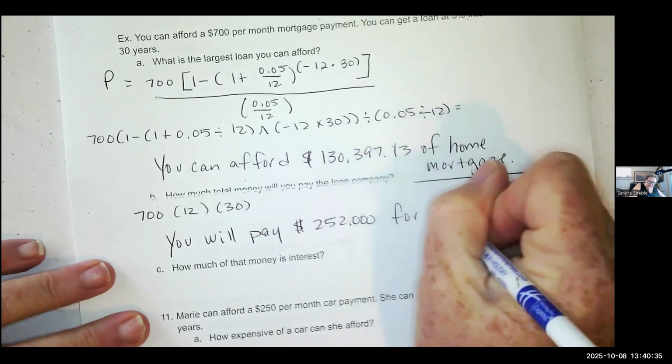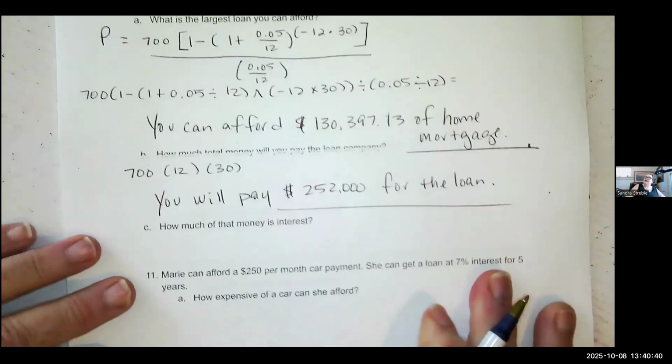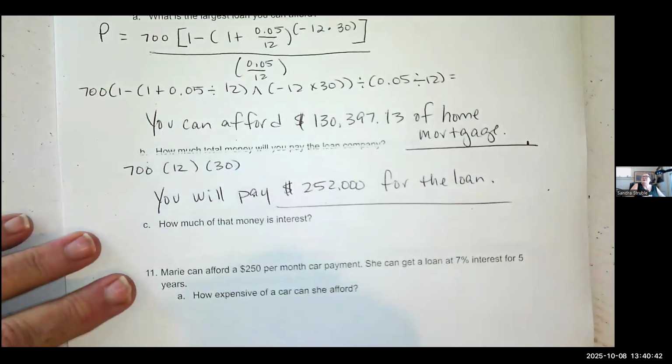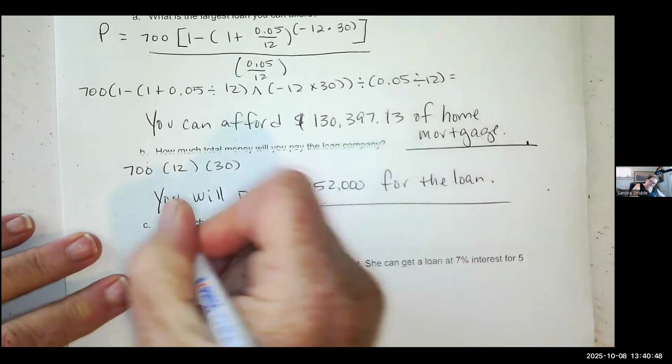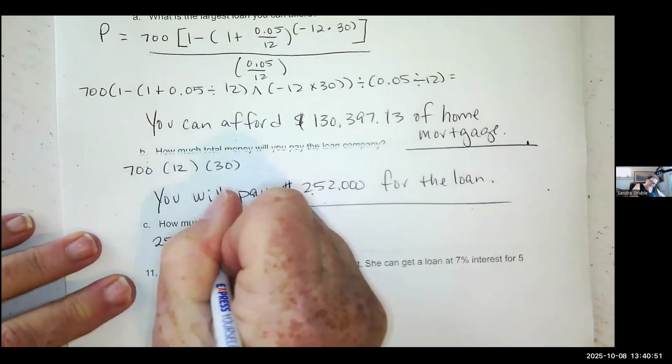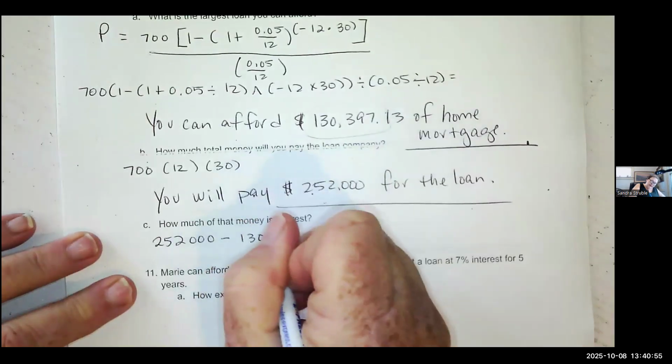For the loan. The last thing is how much interest you're paying. And this is all you paying. No one's paying you for this. This is how they get you. So it's the amount that you paid minus the amount of the loan, all the way down to the cents.